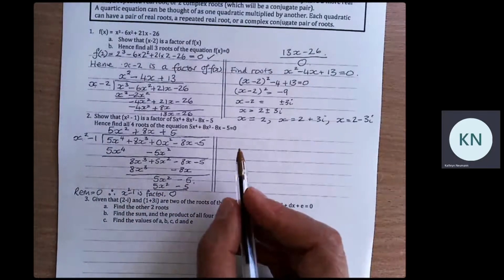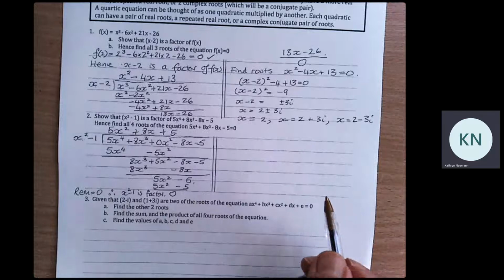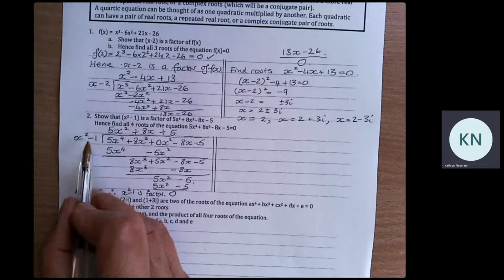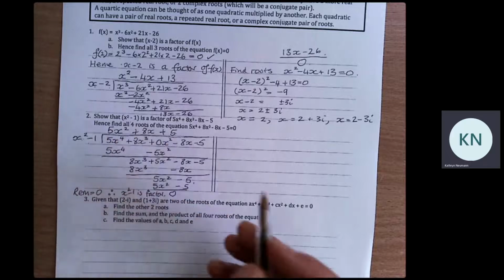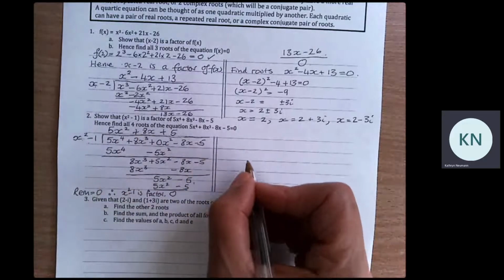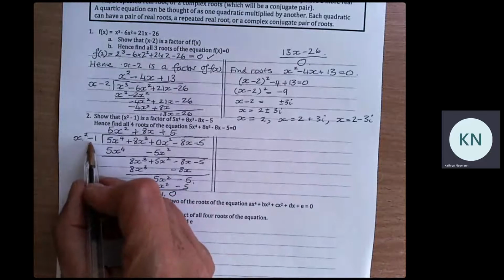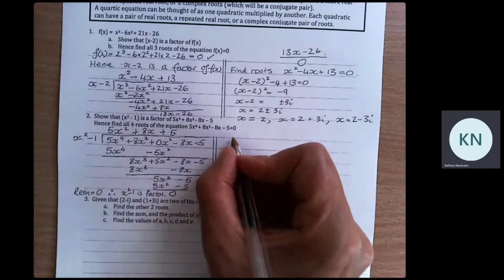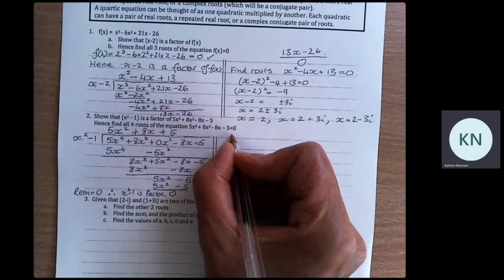Now, the second part of this question, find all 4 roots. So we need to find the roots of x squared minus 1, and we need to find the roots of this expression here. So the roots of x squared minus 1 are going to be x equals 1 and x equals minus 1. And then we need the roots of this quadratic.